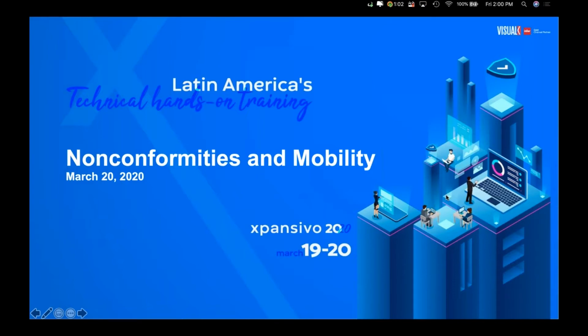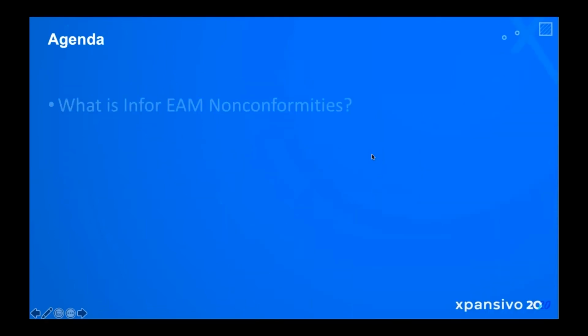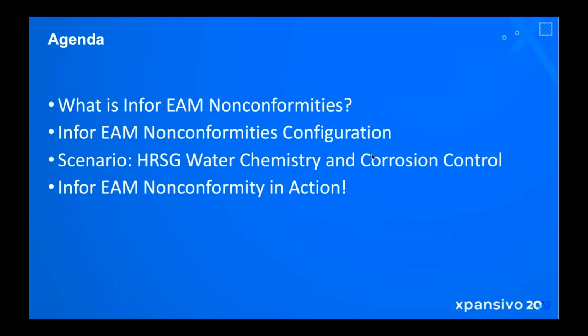All right, Ernesto, thanks. Good afternoon, everyone. Today, we're going to talk about nonconformities and mobility in EAM. A little bit about what we're going to be looking at: what are nonconformities, what is a basic configuration in Infor EAM, a case scenario in terms of Hertz water chemistry and corrosion control, and out of that, how we see all of that configuration coming to life right from EAM.